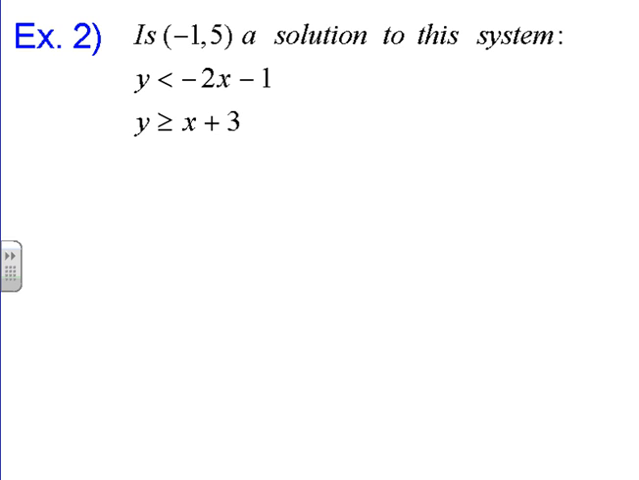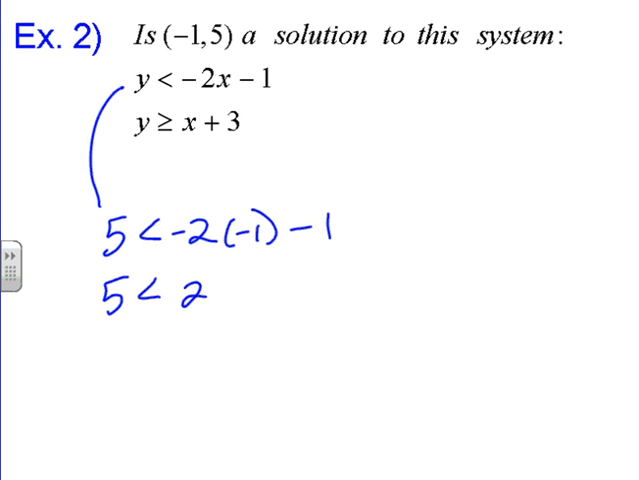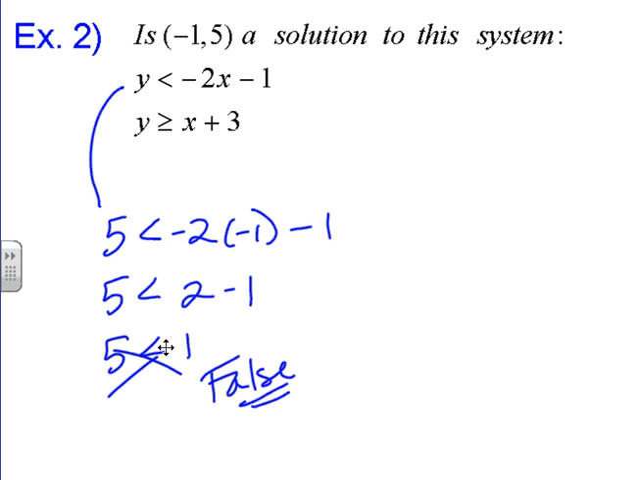Let's do it one more time. Let's take a look at the point (-1, 5) and see if it's a solution to the system. Let's take the first one and say 5 is less than -2 times -1 minus 1. When we simplify this, we find out that 5 is less than 1. We know that this is not true, that this is false. Because it's not in this section at all, we can stop right here and say no, it's not a solution to the system, because it must be a solution for both of them in order for us to continue.